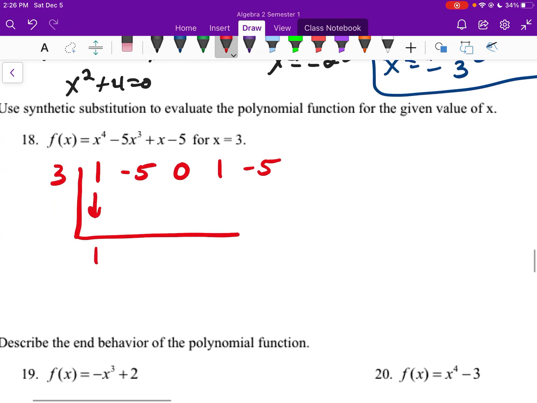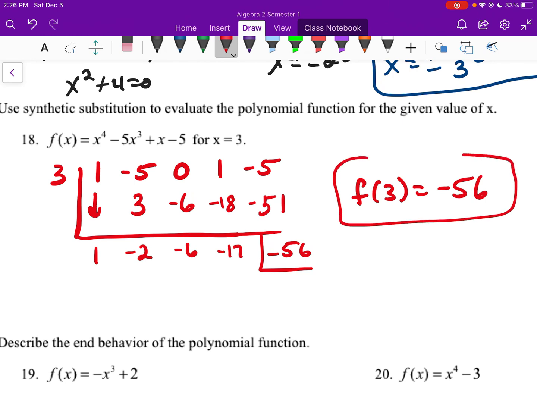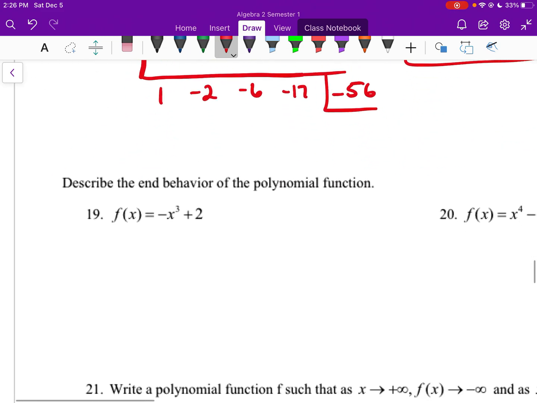And then we bring down that leading coefficient, multiply, add, multiply, add, multiply, add, multiply, and add. So f of 3 is equal to that -56. All right, so remember, know the difference between synthetic substitution and synthetic division.